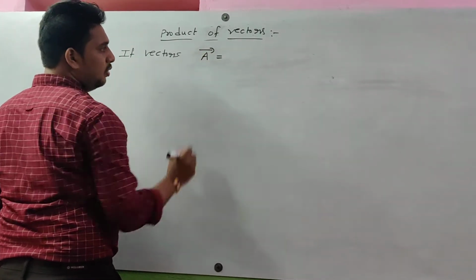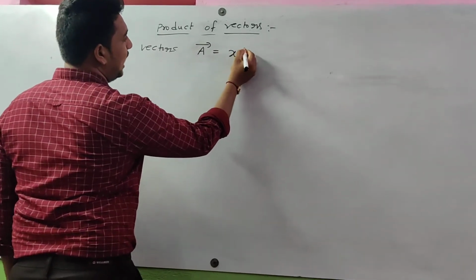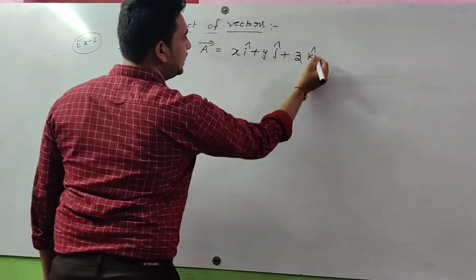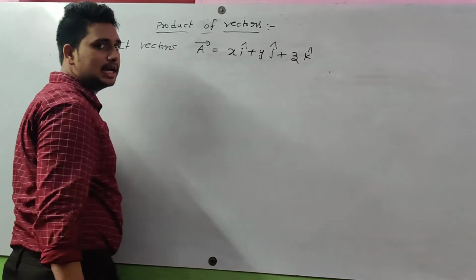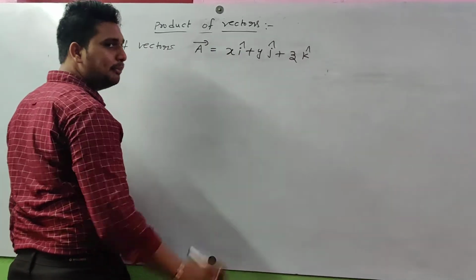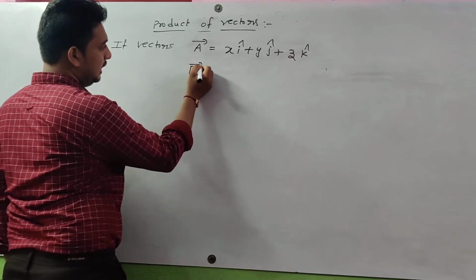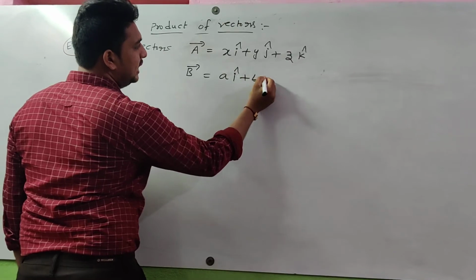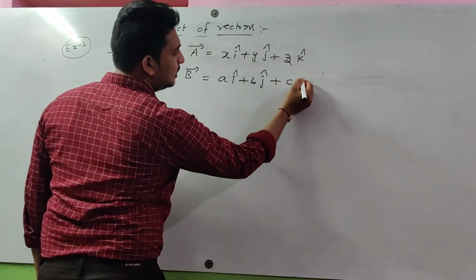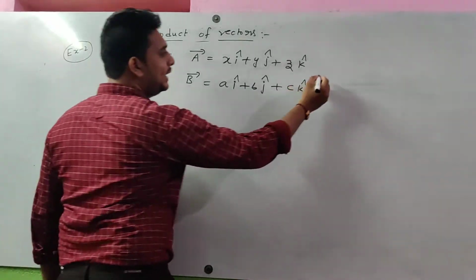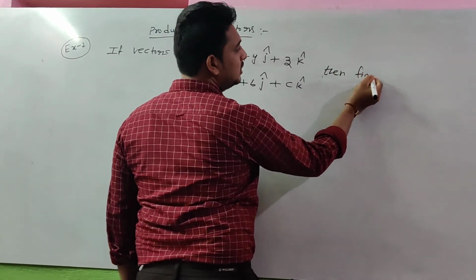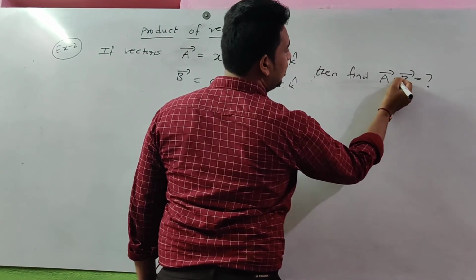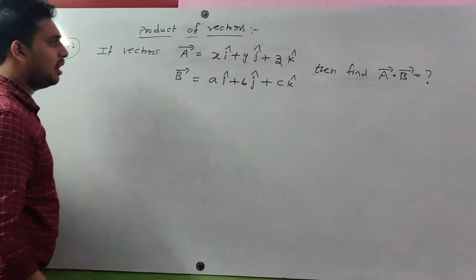a bar is equal to x i cap plus y j cap plus z k cap. Cap and bar both are the same, so i bar and i cap both are the same. And b bar I represent as a i cap, b j cap, c k cap. Then find capital a bar dot b bar. How to find this a bar dot b bar?